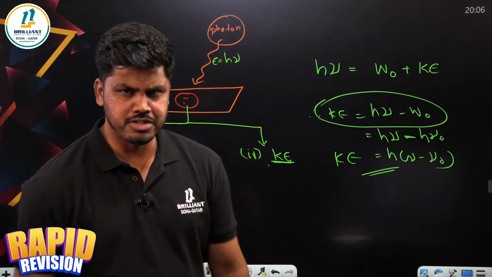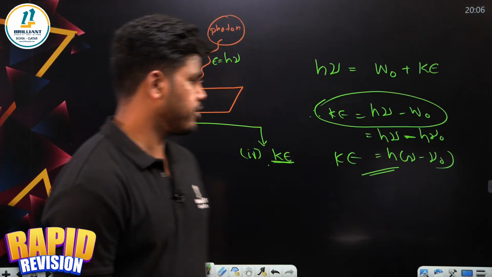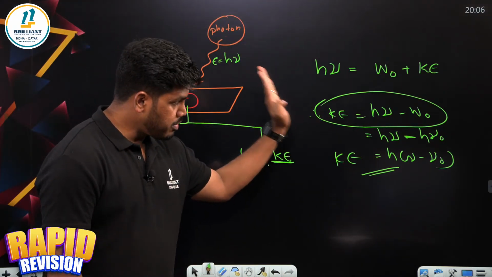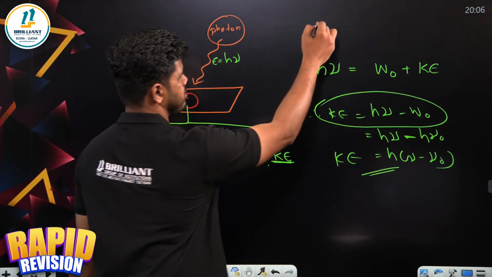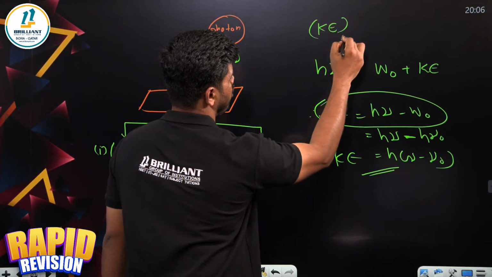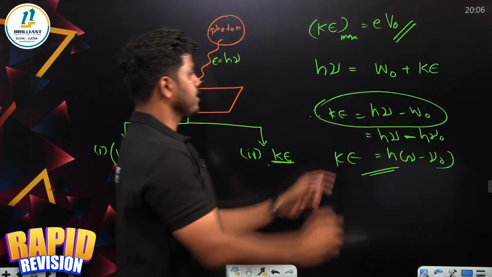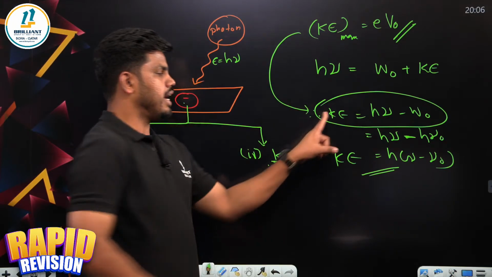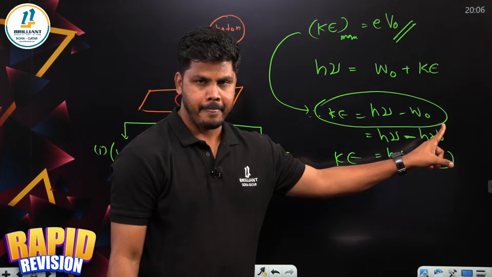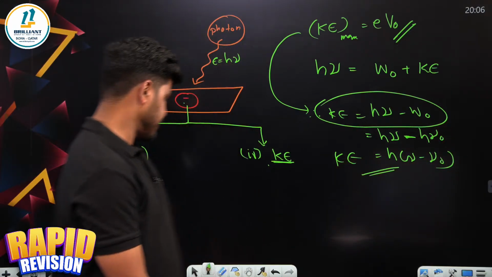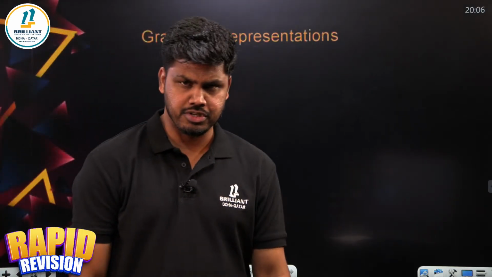That simple explanation is given by Einstein through his photon theory of light. So remember the equation. This is the only equation we have to learn. So far we got two equations. One, the maximum kinetic energy of the emitted electron in terms of stopping potential. Another, the kinetic energy of any electron emitted from the surface is h nu minus work function. Correct? Then comes that graphical representation once again.